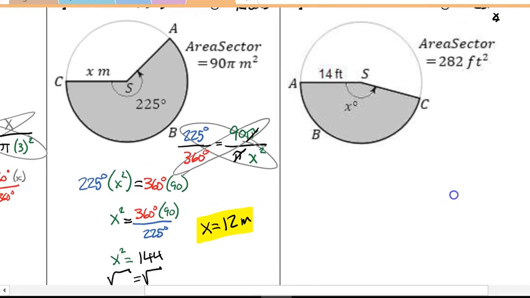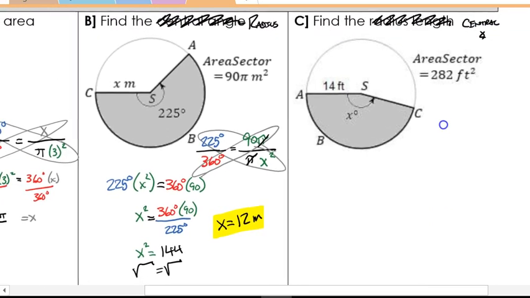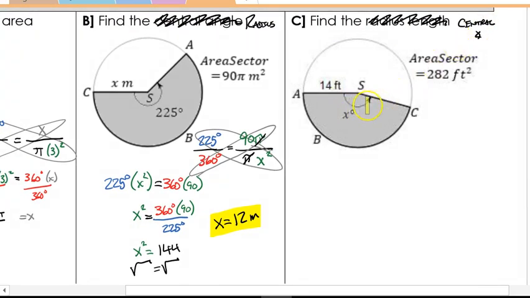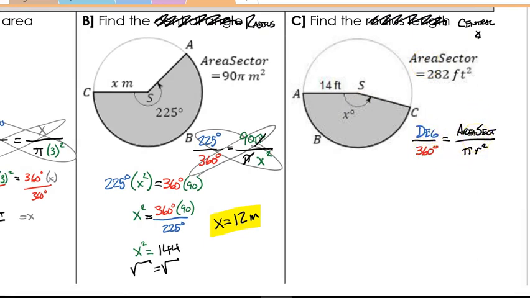For C then, we'll start off pretty much the same way. We are asked to find the central angle here, and we're given the area of a sector, so I'll set up my degree ratio to area ratio. And now our known information. We're trying to find the degree measure here, so that is my unknown value.